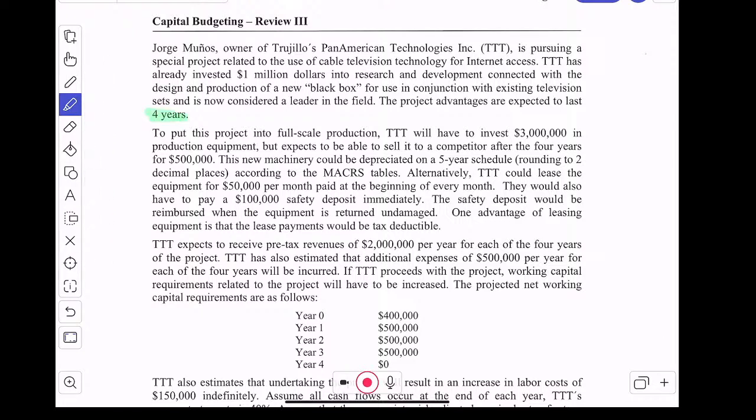But this one I don't need, right? Because this is already spent, invested. This is R&D, so that's not included.